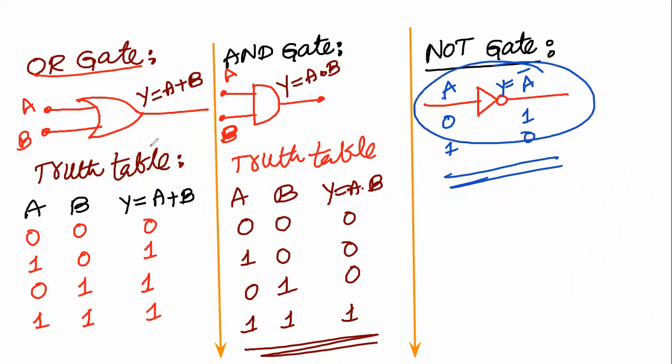If we attach a NOT gate to the OR gate, it is called a NOR gate. If we attach a NOT gate to the AND gate, it is called the NAND gate. Then this will be quite opposite. We get the complement. 1 becomes 0, 0 becomes 1 for the NAND gate. First we'll take the NOR gate.